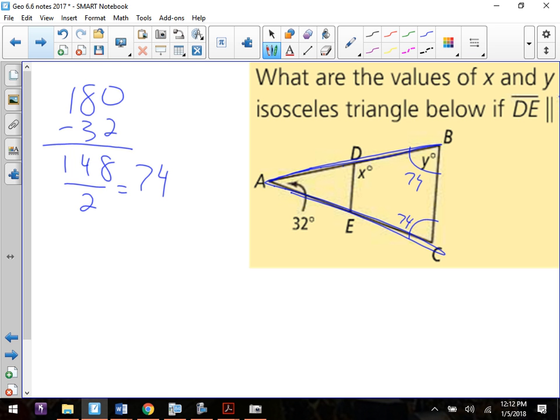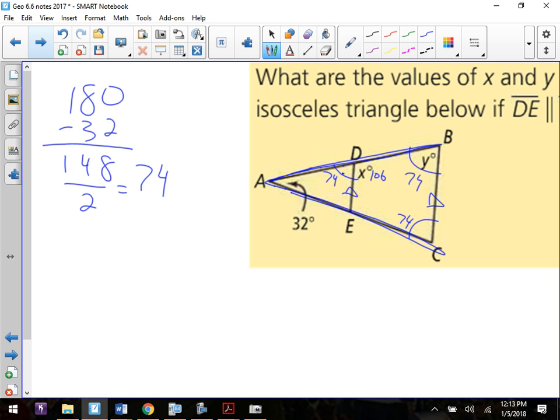Those are both 74. It told you that DE and BC were parallel to one another, which makes that segment AB a transversal. So angle B is 74 degrees, which means as you come up to this side here, it also has to be 74 degrees. The other side, its supplement, is 106. Okay. And that's how that works.